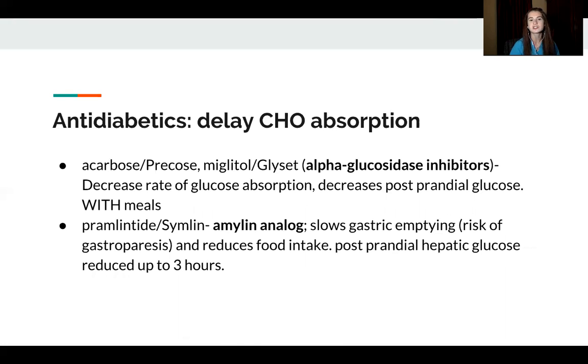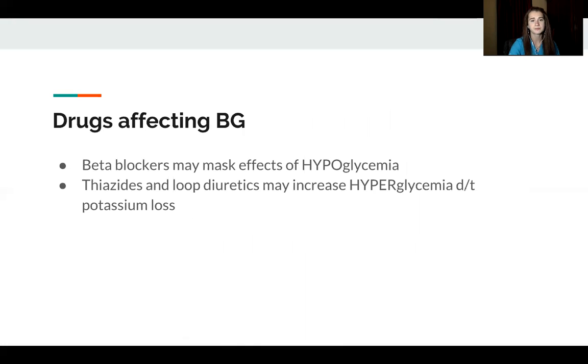The other one is actually an amylin analog, which is a hormone that is secreted by the pancreas to allow for easier digestion. This is pramlintide and Symlin. It slows gastric emptying, so it allows the stomach and the body more time to process all these foods. However, these patients are at risk for gastroparesis, which is no movement at all of this food. There is a postprandial glucose reduced up to 3 hours.